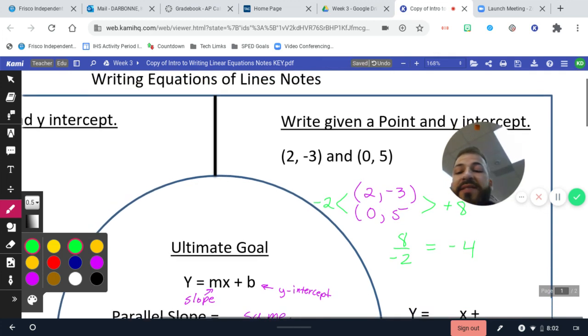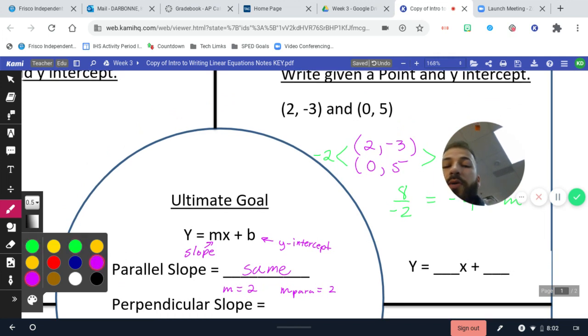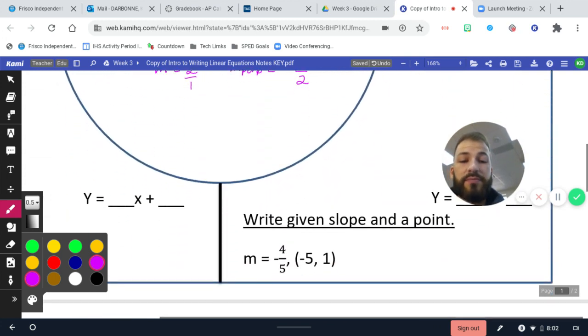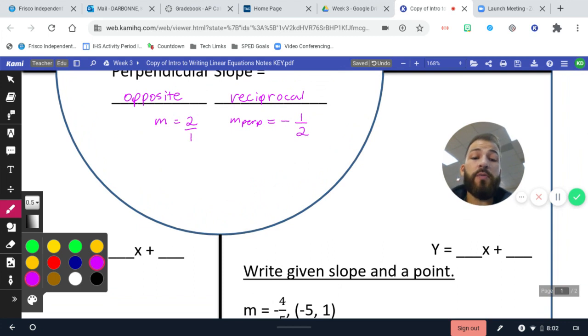Okay, so I have my slope, that's my m. I have my y-intercept, which is just the 5. Then I just plug both into my equation. So negative 4x plus 5. Moving up in difficulty a bit. What if I give you the slope and I give you a point to work with?